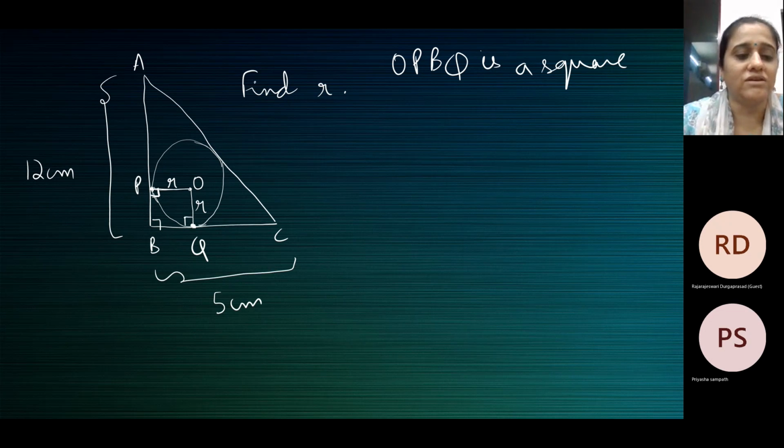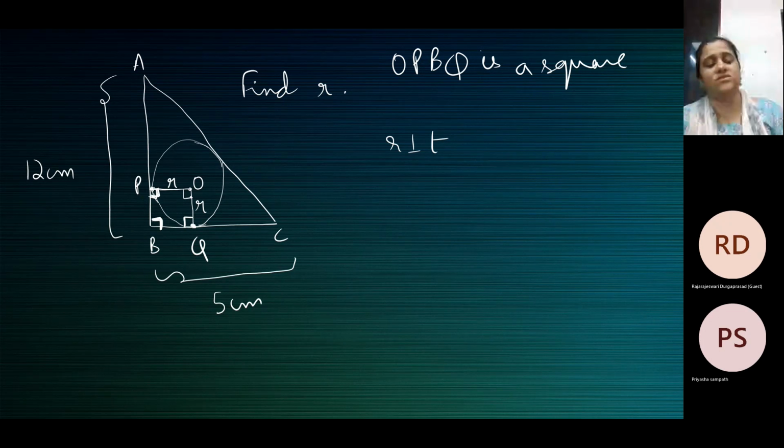So this is 90. This is already 90 because it's a right triangle. This one is 90 because radius is perpendicular to tangent. This one is also 90 for the same reason. And in a quadrilateral, the sum of the four angles is 360. So three are 90, so the fourth one also has to be 90 to satisfy the angle sum property.